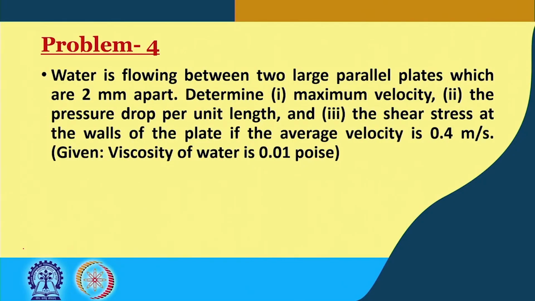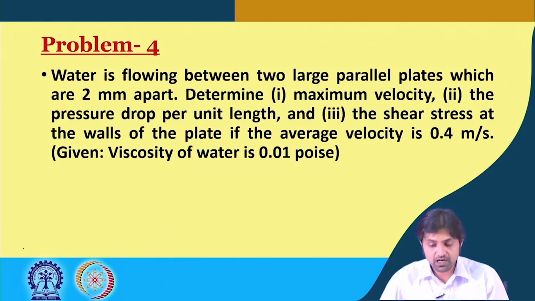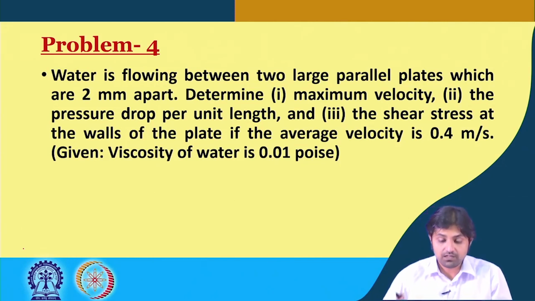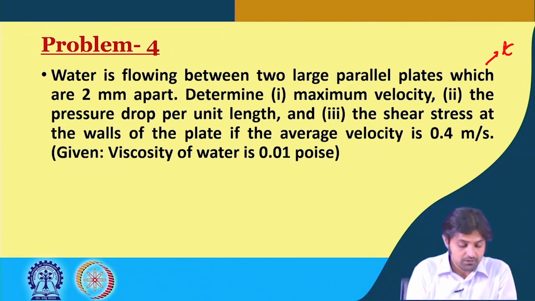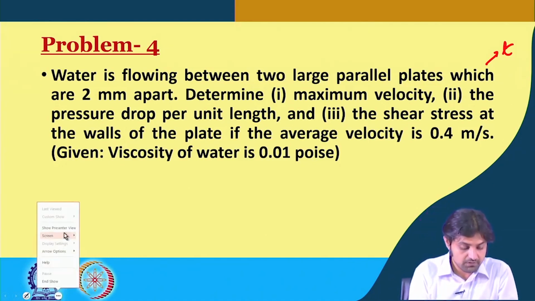So, the question here is, water is flowing between two large parallel plates which are 2 millimeters apart. So, that means T is 2 millimeter. Determine the maximum velocity, the pressure drop per unit length, that is dP dx, and the shear stress at the wall of the plate if the average velocity is 0.4 meters per second, and viscosity of water is given as 0.01 poise.